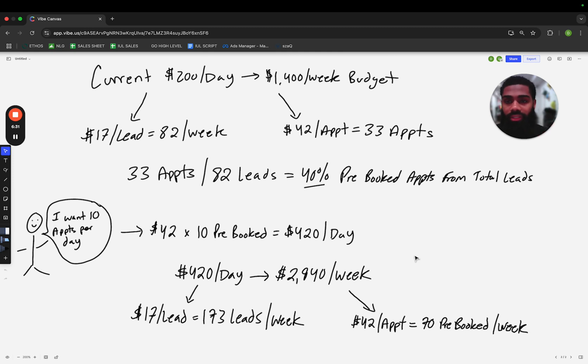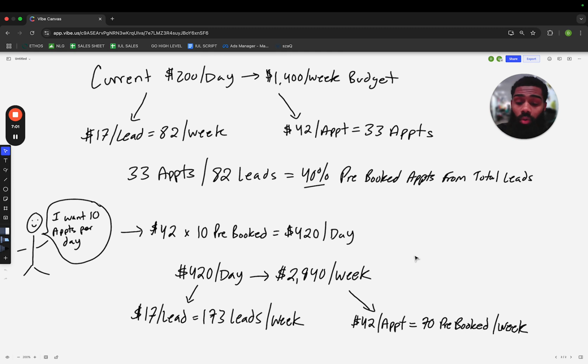Before I go any further, put this into perspective. If one IUL deal is worth $3,000, he closes one IUL, he's made his $3,000 back on the ads while still having 172 leads left over. So that's where volume becomes huge, and that's the business I've always been in: volume. But not to get off topic here: $2,940 per week divided by $17 per lead, he has 173 leads per week dropping into a CRM system.